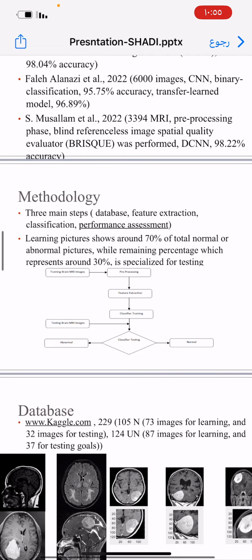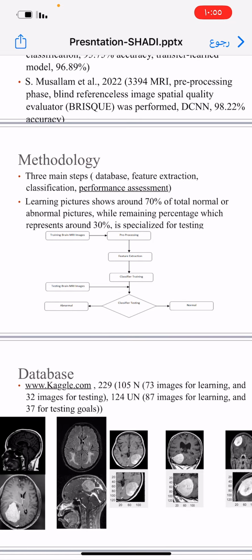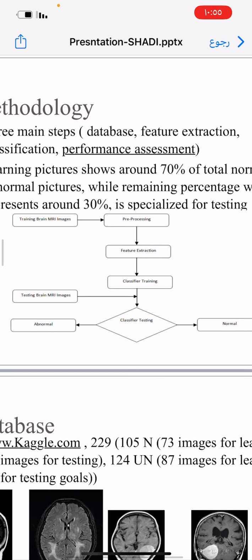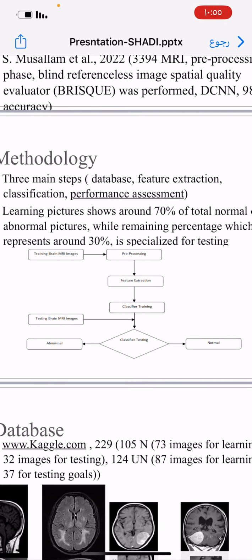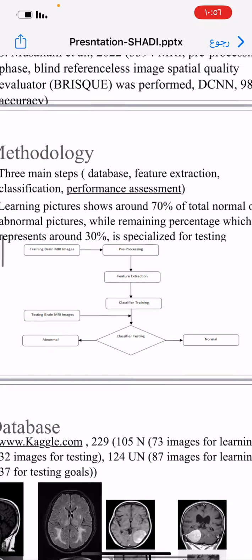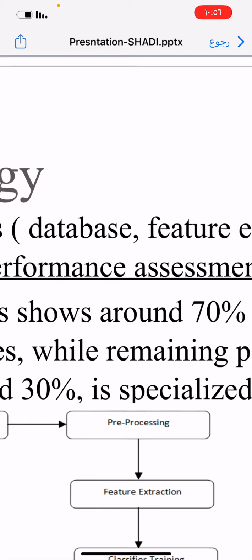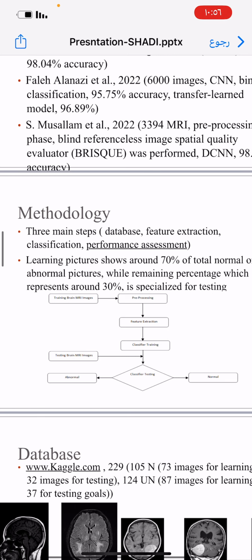So from those previous works, since there is no time, I didn't mention all of them, but from those previous works, we can conclude the following. To build such a system, we have to take a data set, then do what we call feature extraction to extract features from the given images, then classification, and after that a performance assessment. So what we have to do first is database, feature extraction, classification, and performance assessment.